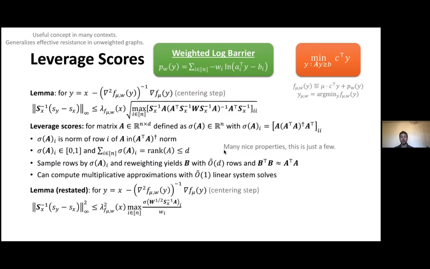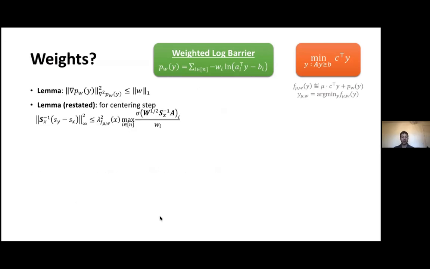Okay. So in other words, how much the slacks change has to do with the Newton decrement, like the step size you're taking, and this quantity that measures how far off the weighted leverage scores are from the weights of the matrix. All right, so what weights does this suggest we might want to pick?